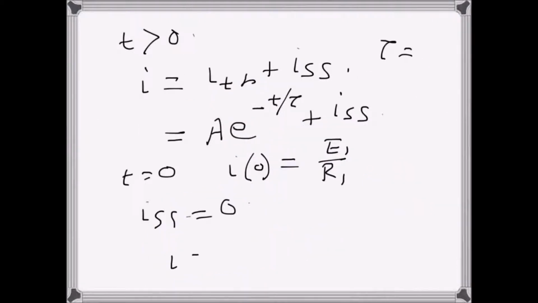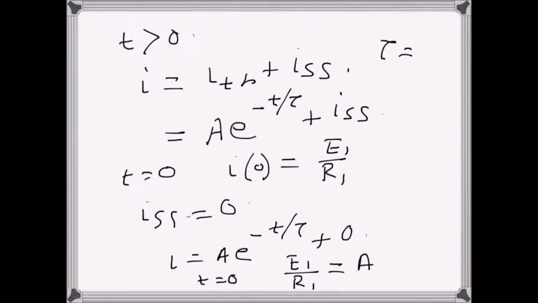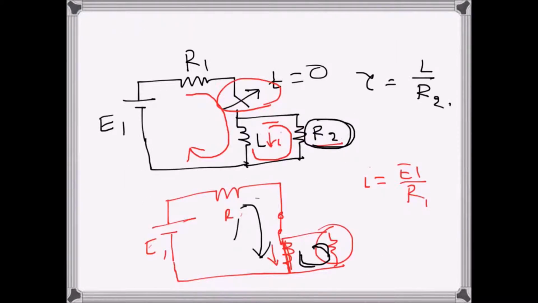So our equation becomes I equals A e to the power minus t over tau plus 0. And at t equals 0, I is E1 over R1. So if I plug in the t equals 0 value, this term becomes 1. This is how we can get A. So our current equation becomes E1 over R1 e to the power minus t over tau, where tau is L over R2.